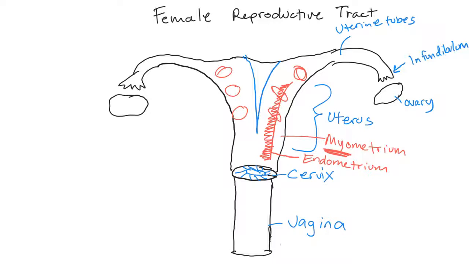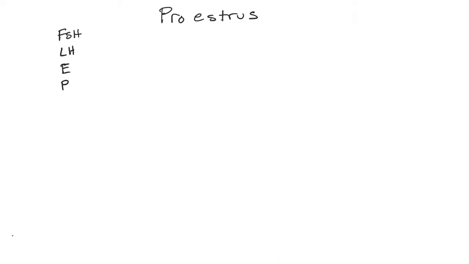Okay, so that's the female reproductive tract and the ovary. Then what's going through changes during this estrus. So proestrus, this is the first stage. And during this, we have follicle stimulating hormone, which is at a low but constant level. Luteinizing hormone as well is low. Estrogen is increasing, and progesterone is low as well.